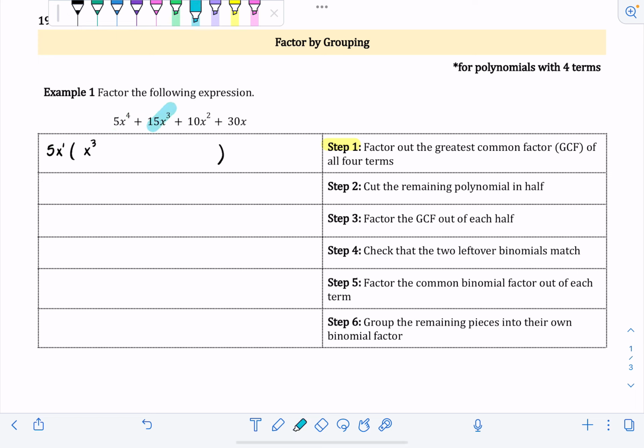Next is 15x cubed divided by 5x to the first power. 15 divided by 5 is 3, and x to the third power divided by x to the first power would be x squared, because 3 minus 1 is 2. Then the next one, 10x squared divided by 5x to the first power: 10 divided by 5 is 2, and x squared divided by x to the first power goes down to x to the first power because it's 2 minus 1.